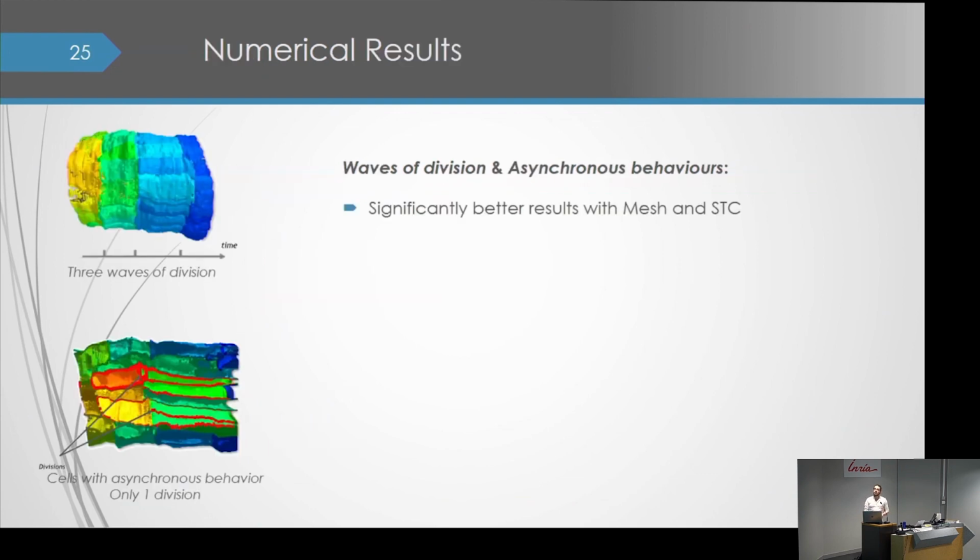Those numerical results signified that there were significantly better results using the mesh and space-time cube in the tasks of waves of divisions and finding asynchronous behaviors in the data, and yet for finding divisions, there were mitigated results. So maybe the space-time cube was not as useful, or maybe even could disturb the users. So we conclude that 4D objects with large temporal components could be easier to identify using this view. So basically, larger behaviors and global behaviors appearing in the datasets.